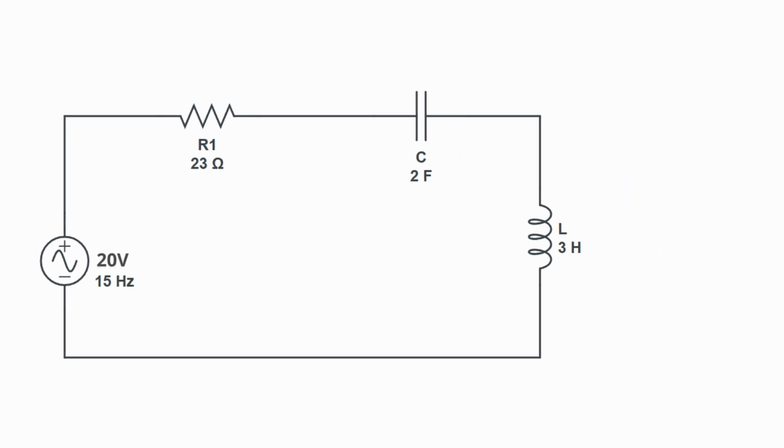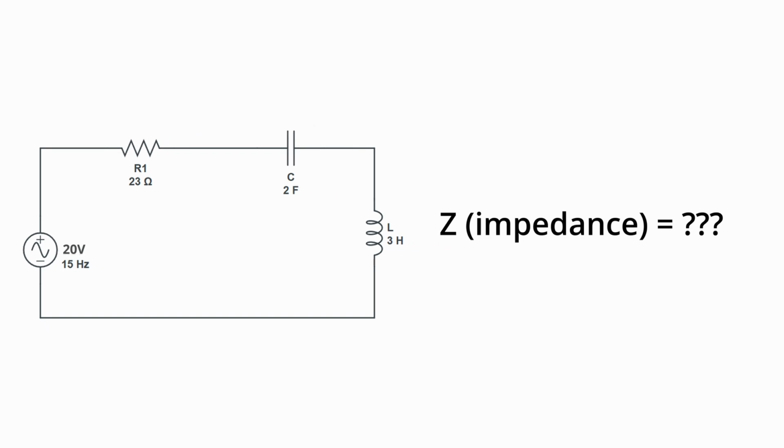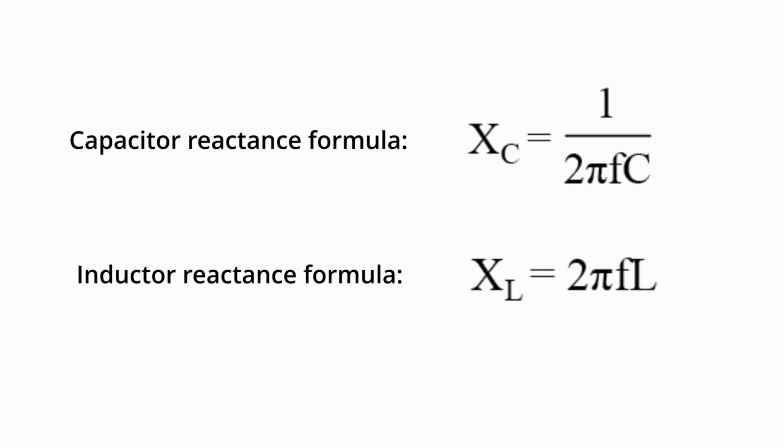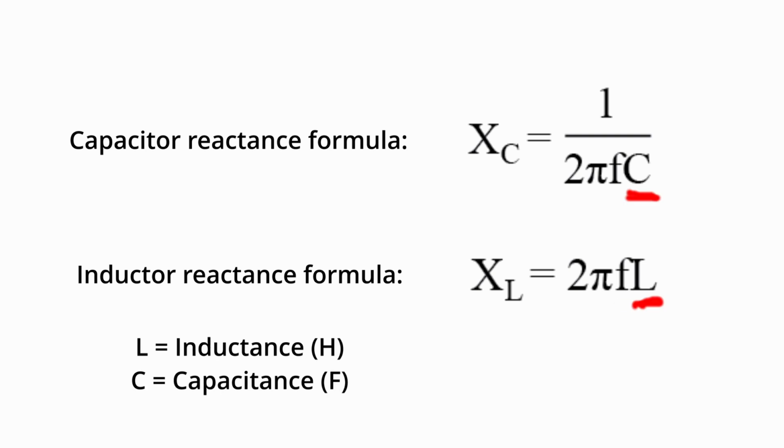Now, we want to calculate the total impedance of this circuit, and to do that we need to convert the values of both the capacitor and inductor to ohms. We do that by using the formulas on screen. The f will represent the frequency of the voltage source, while the L and the C represent the values of the inductor and capacitor respectively. I'll be rounding some of the values to make it easier to follow along, since there will probably be a discrepancy of around 2 decimals for the final values, but nothing that significant.